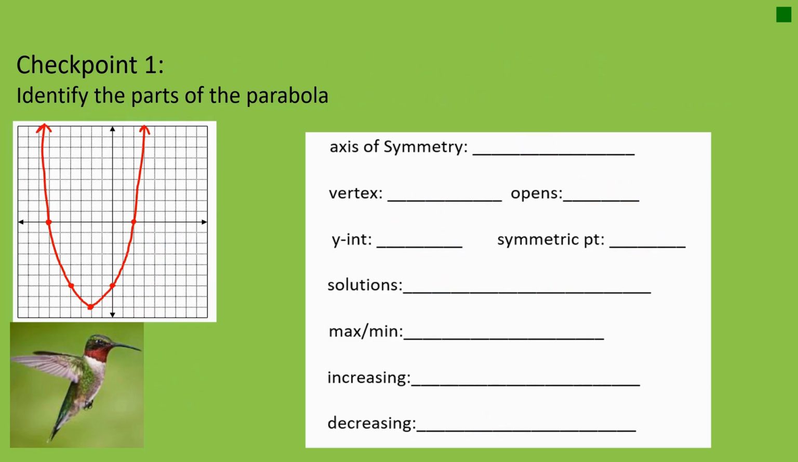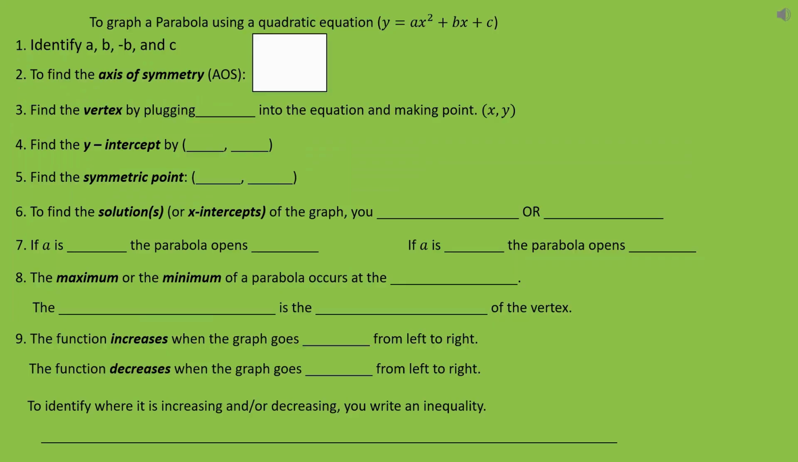Okay. So checkpoint 1, you're going to find all those parts. Remember, the only hint I'm going to give you is that the axis of symmetry is that invisible line that's not part of your graph that goes through the vertex. So pause this and try this before you come to class.